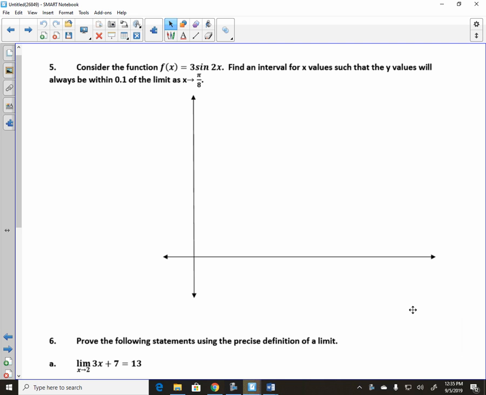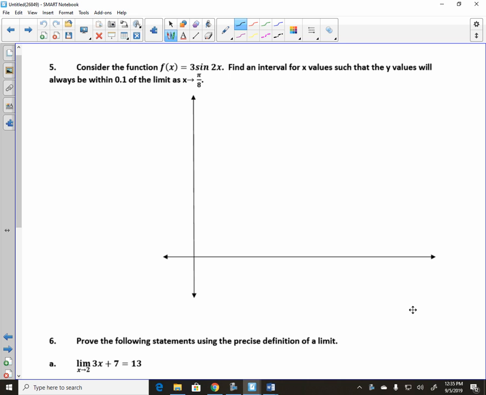Okay, it's day 2 of the precise definition of the limit. Here we go. The function is 3 sine of 2x. You'd like to know what that graph looks like, right? So this is a nice review for us of some trig pieces as well. Anybody give me just a general sketch of what the sine graph looks like?